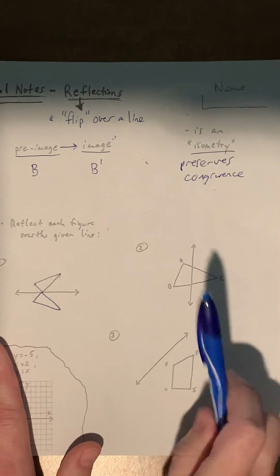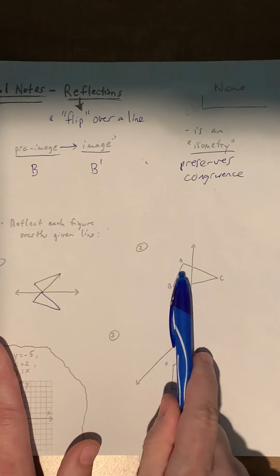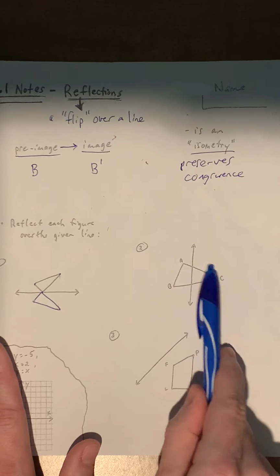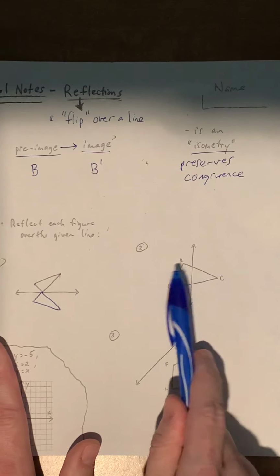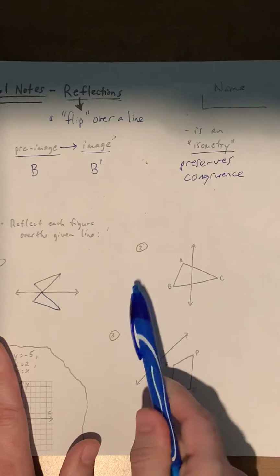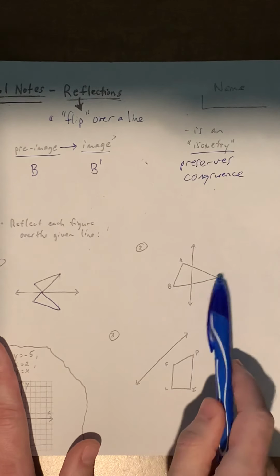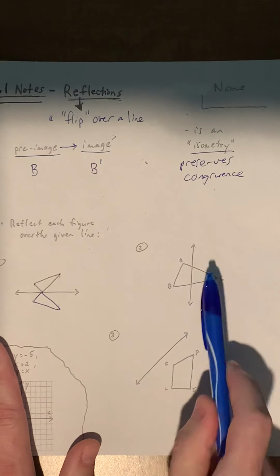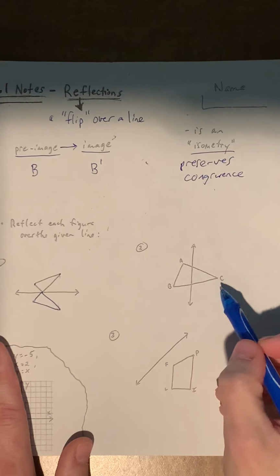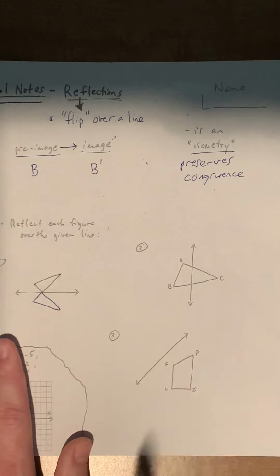But realize, this part is on the left side. It's going to flip to the right. This part of the triangle is on the right side. It's going to flip to the left. Okay? So you just flip each part from each side to the other side, and we still will have a full triangle at the end. So the preimage lies on both sides. The image will do the same.